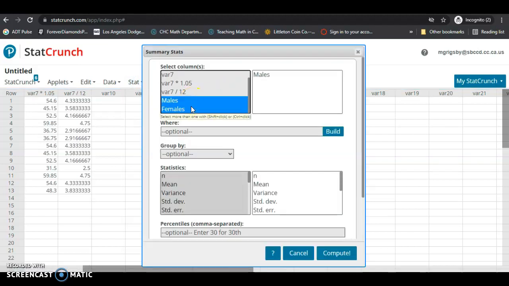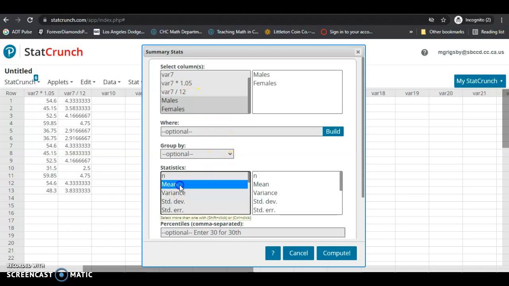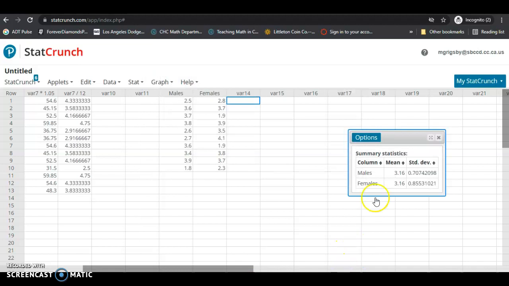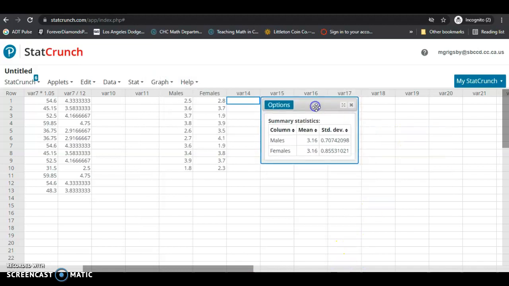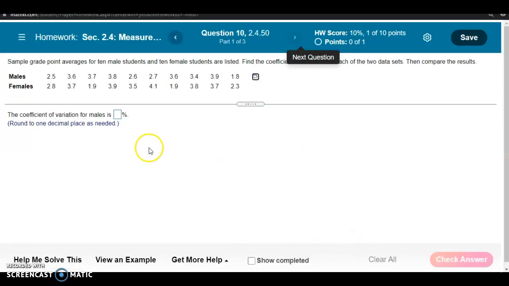So we're going to select both of the columns, get the mean and the standard deviation, and we're going to apply the formula. We're going to take the standard deviation and divide by the mean and then multiply it by 100. I'm going to do this for the males first. So the coefficient of variation for the males is blank percent.